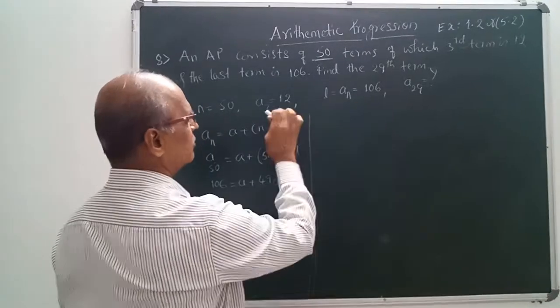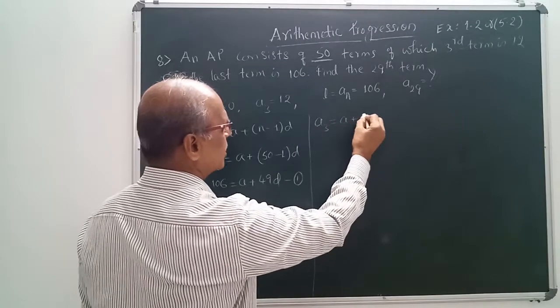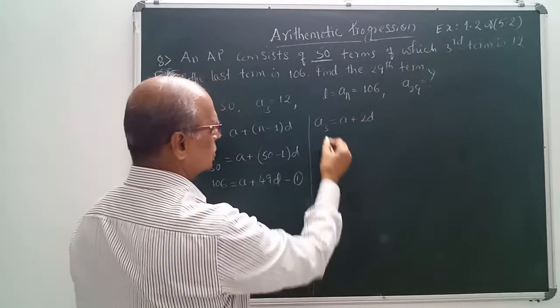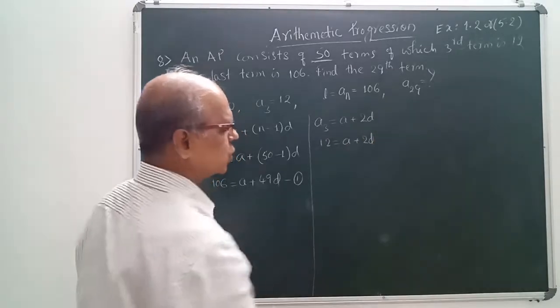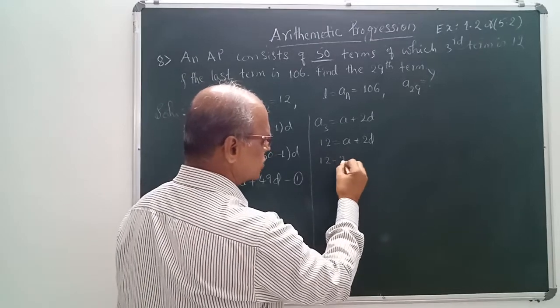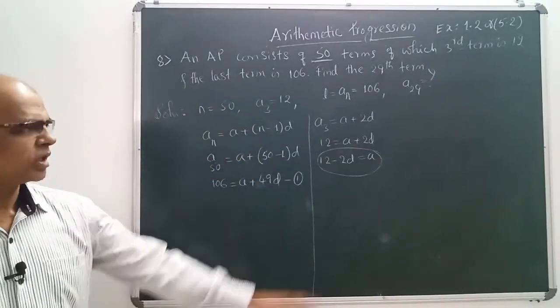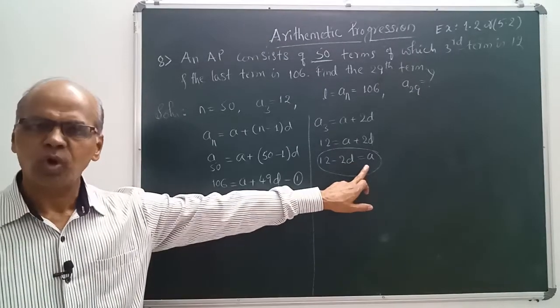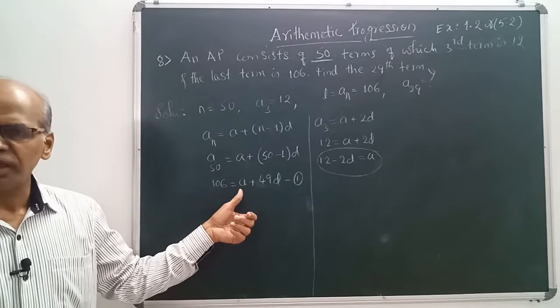Now we will go for here. You see here what they have given, A3. A3 can be written as A plus 2D. What is A3? 12 is equal to A plus 2D. Right? Okay, here what I write? 12 minus 2D is equal to A. Is it okay? 12 minus 2D is equal to A. This A value you substitute here, then you can find D.